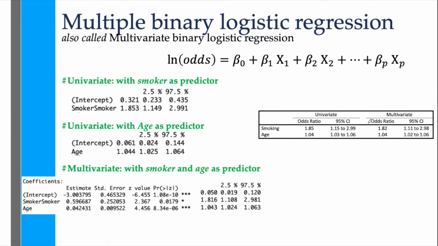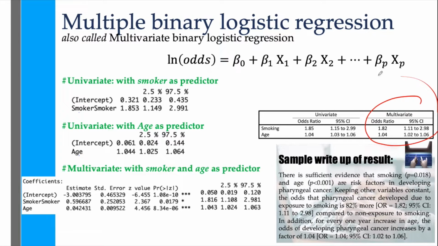Now, to interpret this or how to write up the result, all we have to do is to take a look at the multivariate regression results. So this tells us that there's sufficient evidence that smoking, so this is 0.018, and age, which is the p-value here, are the risk factors in developing pharyngeal cancer.